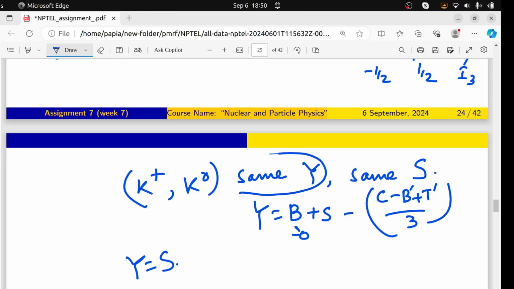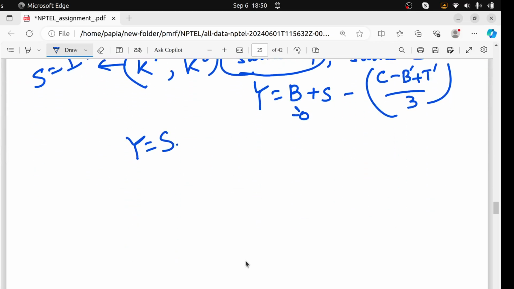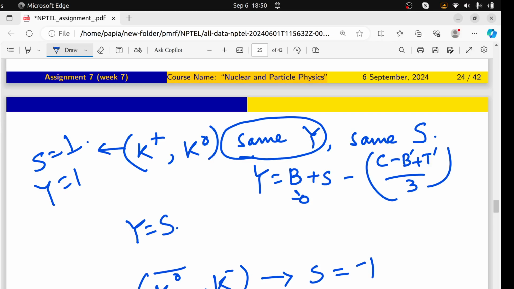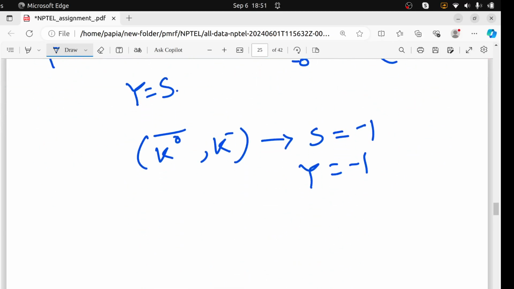So if the same Y is there, that means obviously the same S should be there for K plus and K0. And for K plus and K0, if you see the quark content, the S value will be plus 1. And for K0 bar and K minus, the strangeness is minus 1, and obviously Y will be minus 1 again. For K plus and K0, Y was 1, because same Y, same S. Here also again same S, same Y. K0 bar and K minus both have the same S as well as the same Y.